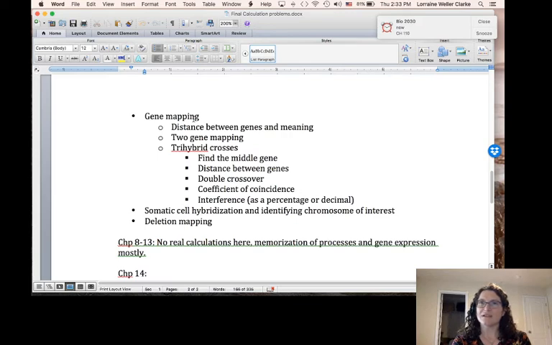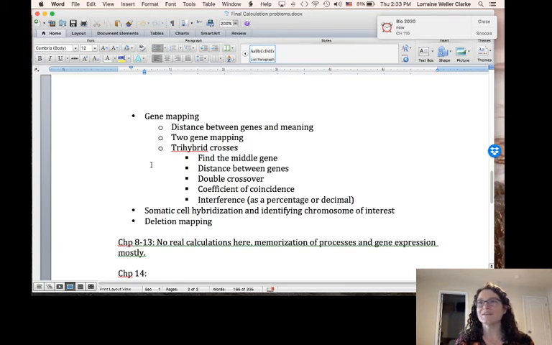We've done a couple of the somatic cell hybridization ones where you have to identify the chromosome of interest based on information about where this is and where it is not, and the deletion mapping as well. Okay, so any of those are less calculations, more how do we solve this specific puzzle. Okay. Chapters 8 through 13, there will be questions on the final about those. There's no calculation problems. It's mostly memorizing processes. It's mostly understanding how gene expression works inside the cell, all the processes to actually turn genes into proteins, is what 8 through 13 talk about a lot.